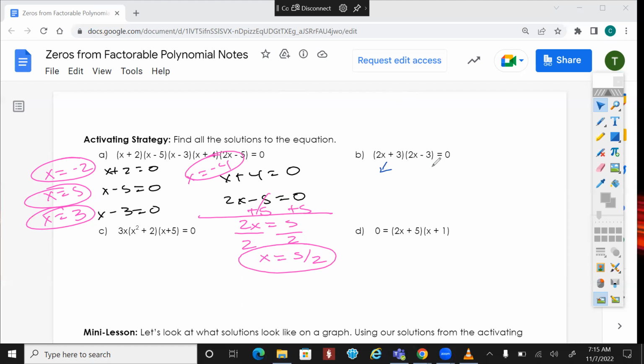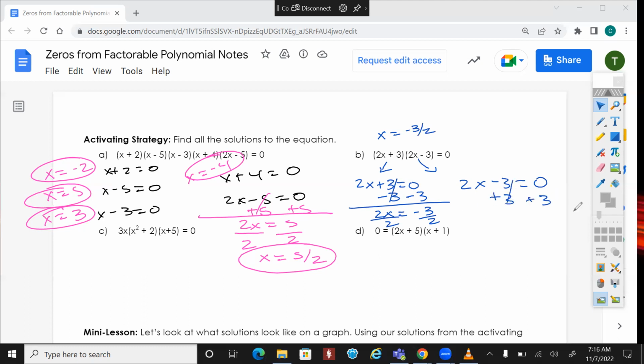All right, so we got these two. Again, we're going to set them equal to 0 and then solve. So I'm going to subtract the 3, and then I'm going to take 2 and divide it on both sides. So that's going to give me x equals -3/2. On this one, I'm going to add 3 and then divide by 2. So x is going to equal +3/2.